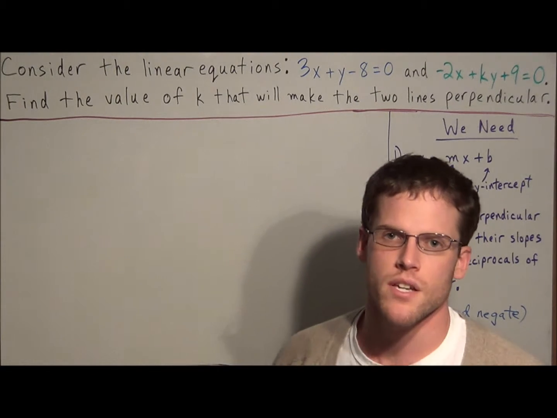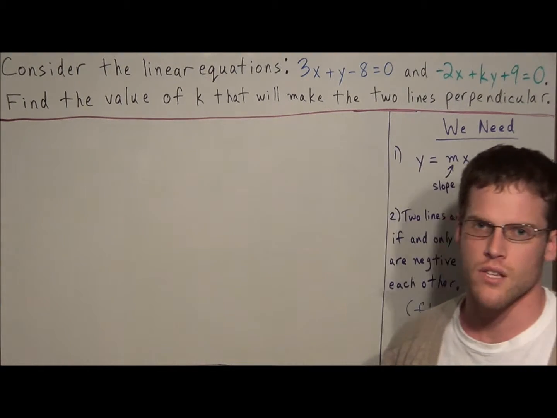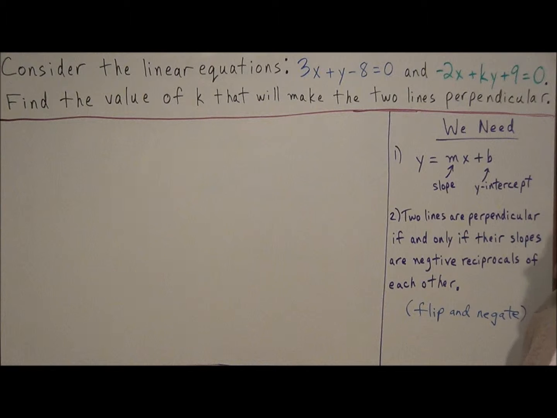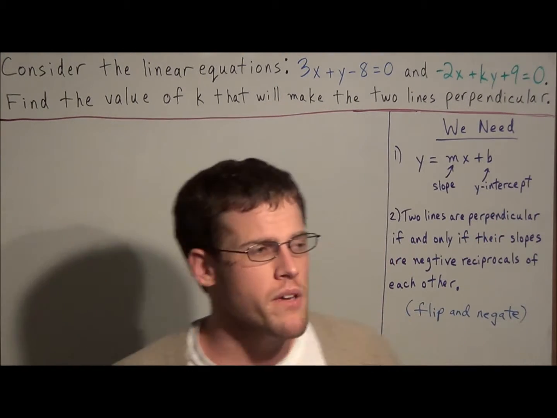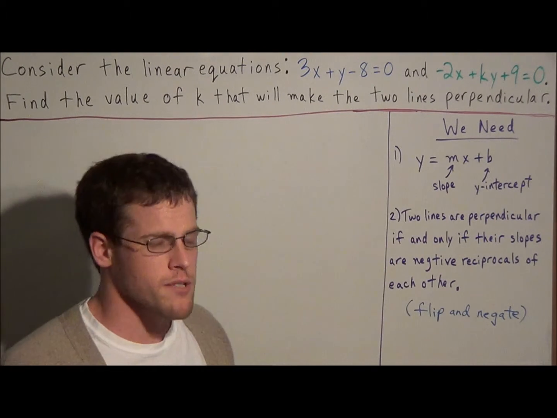Today I want to take a look at slopes of perpendicular lines. We consider the linear equations 3x plus y minus 8 equals 0 and negative 2x plus ky plus 9 equals 0. We want to find the values of k that will make the two lines perpendicular. To do this problem, we want to make use of the equation y equals mx plus b.